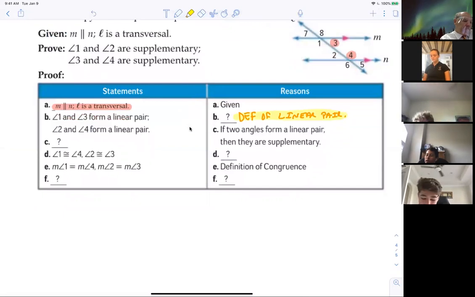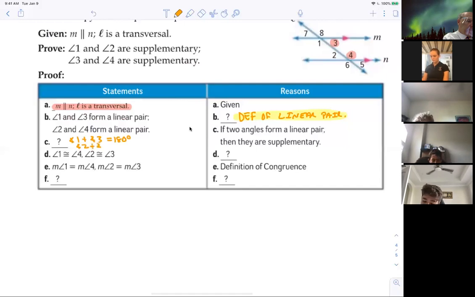Now, if two angles form a linear pair, then they are supplementary. So what do we want to write for C? Yes, that's exactly correct. Thank you. Angle 1 plus angle 3 is equal to 180 degrees. And then angle 2 plus angle 4 is equal to 180 degrees.